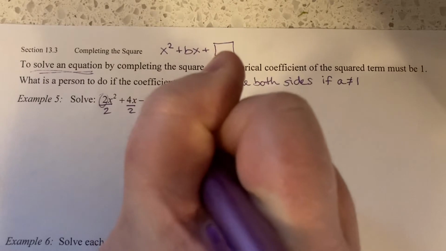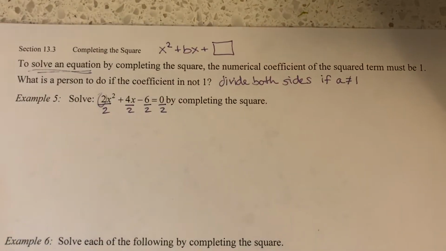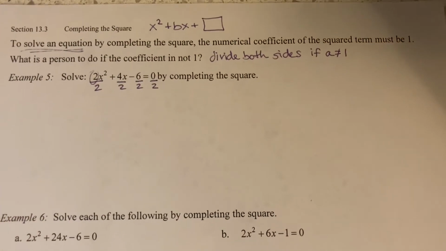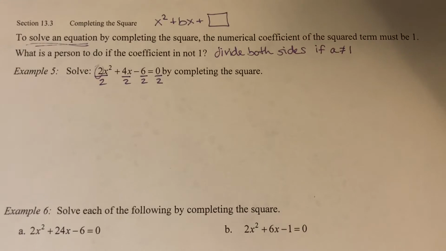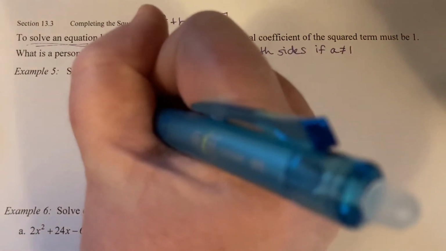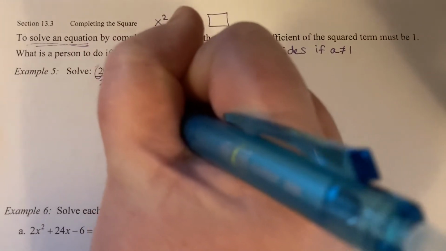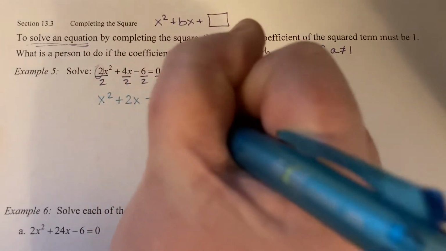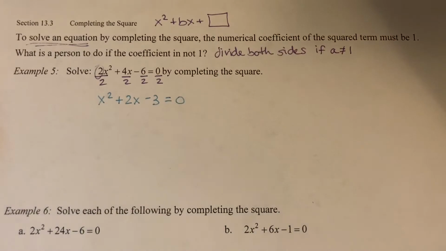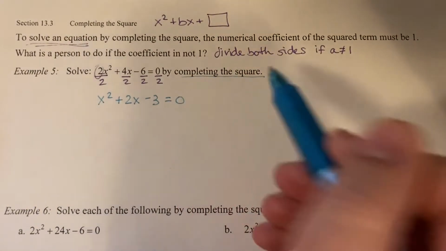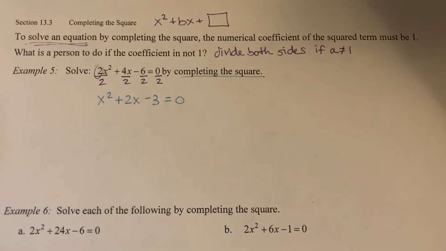But I have to divide every piece of both sides by the same thing, right? We still have to use all those rules of equations. I can't just do it sometimes, we gotta do everything. So what I get is x squared plus 2x minus 3 equals 0. Now we are solving by completing the square. I am already looking for factoring and maybe it's easier that way, but that's not what we're doing.